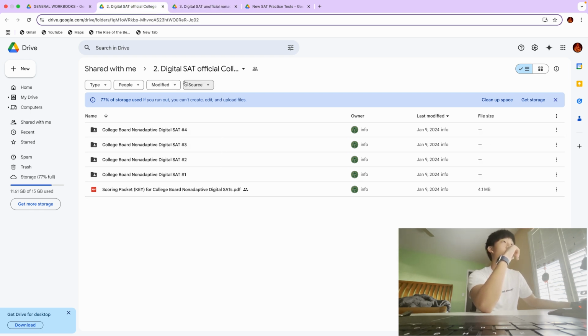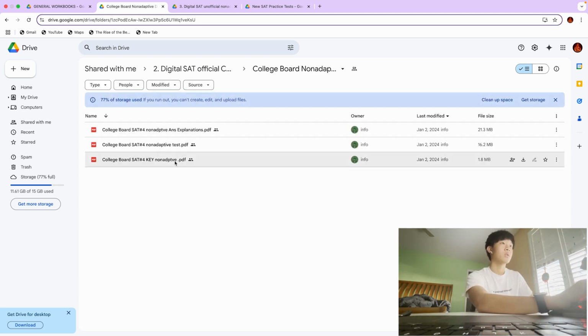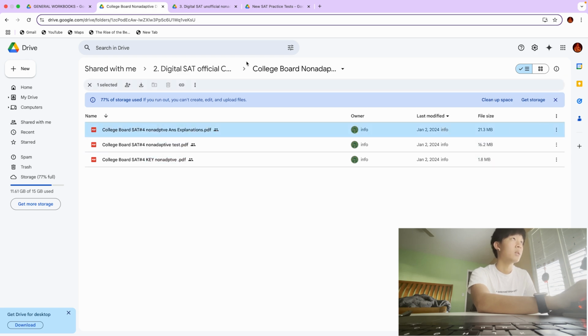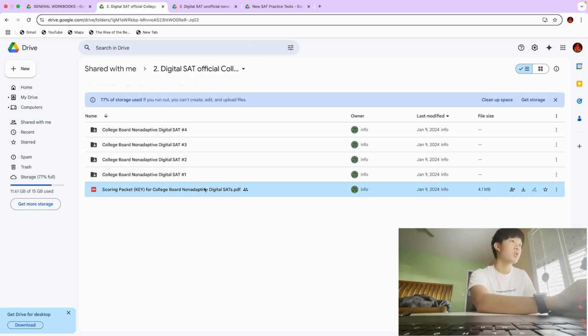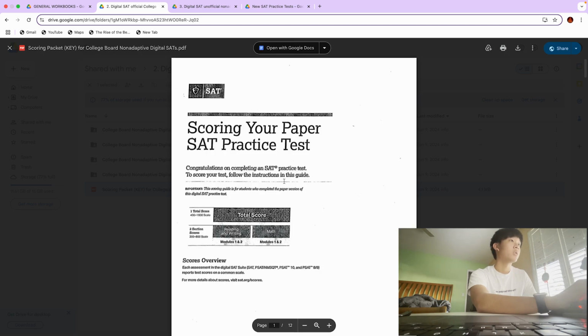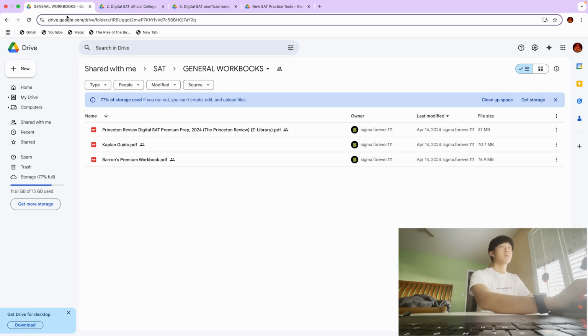And then over here you have the one that I was talking about earlier, the digital SAT official College Board practice tests. And then they have, what is this? The test, then the key, and then the answer explanations for 4 different ones. And I'm not sure what this is actually. Oh, this is how to score the test. Well, I'm sure you guys know how to do that already. But yeah, those are the 4 Google Drives I found online. I'm sure that's enough problems to keep you company for at least a week, depending on how try hard you are.